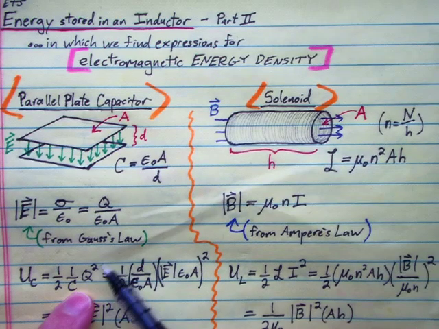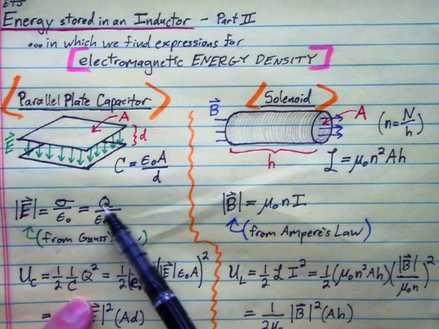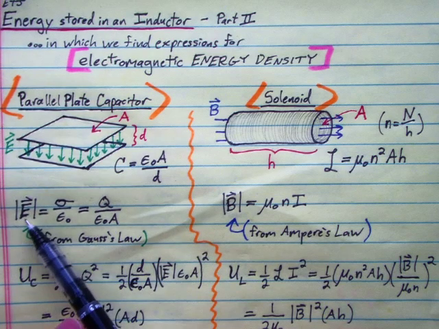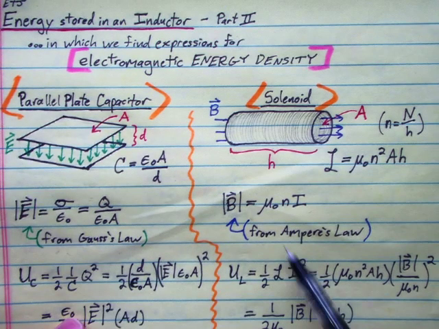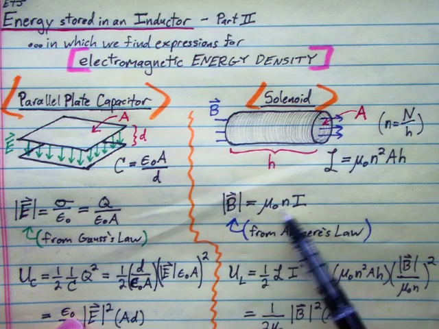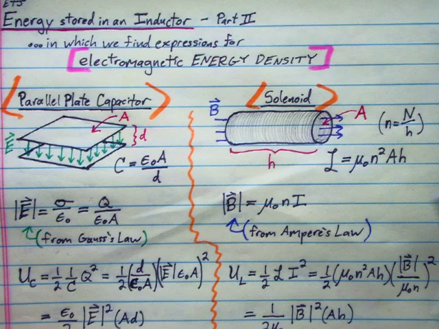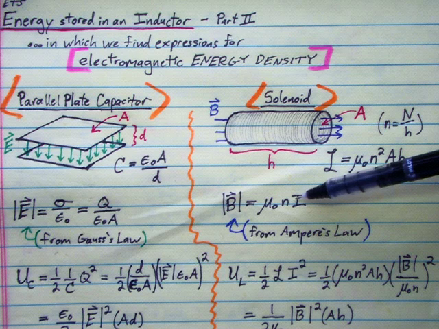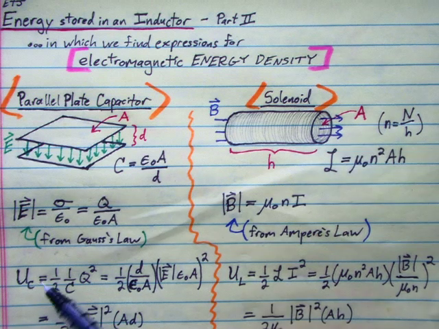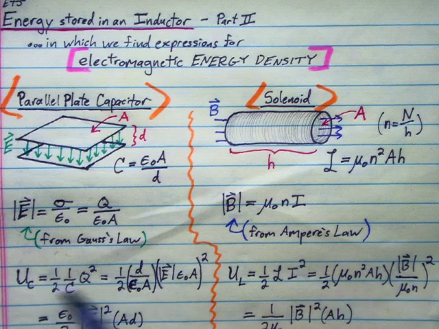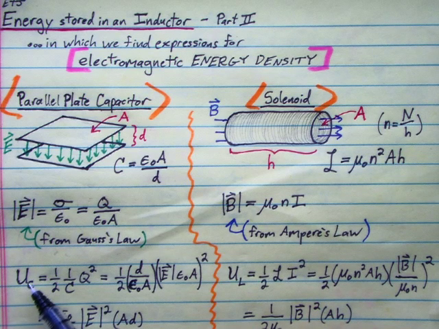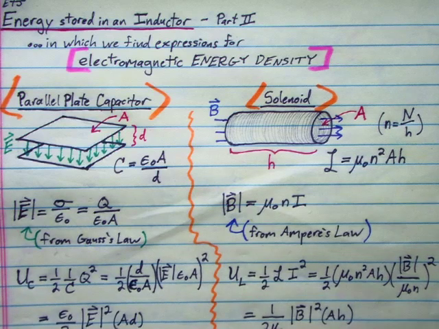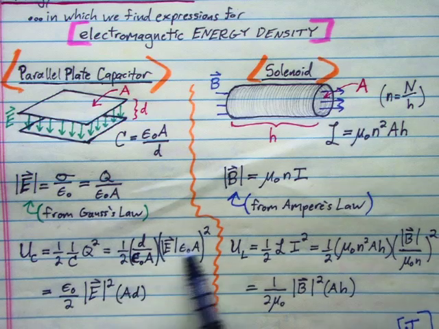And then I'm going to replace the charge Q with epsilon naught times A times the field strength. And here I'm going to replace the current I with the field strength divided by mu naught n, little n, the turn density. So what I'm trying to do here is get the energy stored in each device in terms of the field strength in each device. Okay, so here are those substitutions.